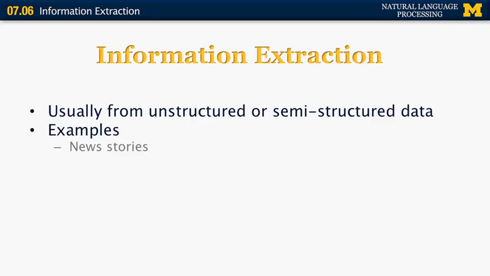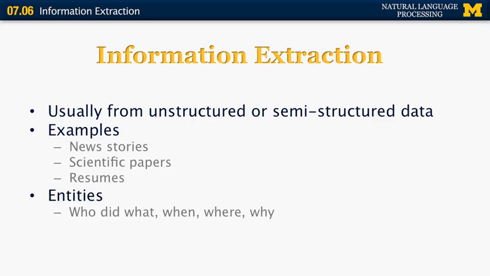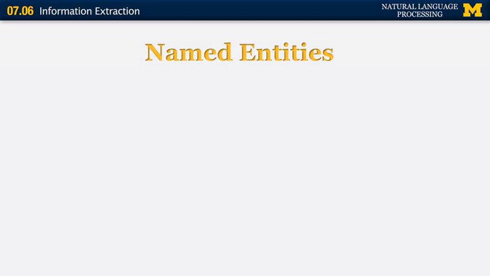So some examples of unstructured data include news stories, scientific papers, or maybe resumes. And we are trying to extract entities, events, and relations from those documents. So for example, we want to figure out who did what, when, and where, and why. And we may be able to use this information to build a knowledge base. For example, which companies develop what kind of products, or which papers are about which particular scientific topics.